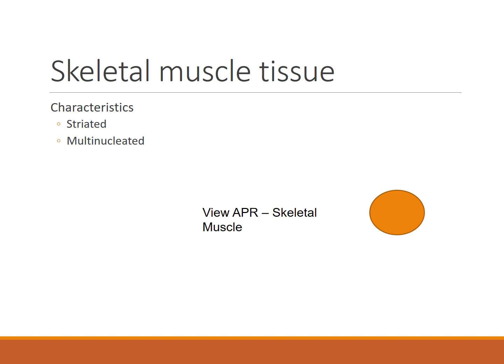Here are some key characteristics of skeletal muscle. If you go to the APR module under muscular system, there's also a video on skeletal muscles. Again, don't worry about going into any more detail than what we're covering in this presentation. All right, so skeletal muscles, we said that they look striped, striated, that they're multinucleated. Each muscle cell or fiber has many nuclei.